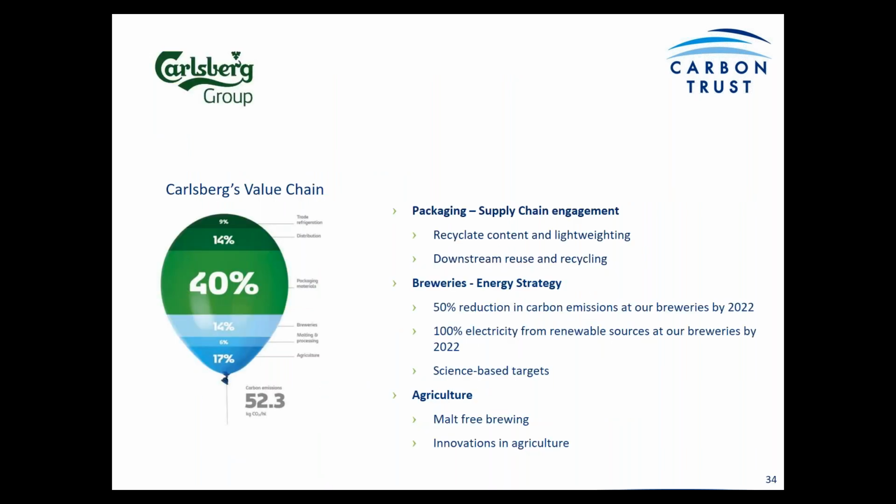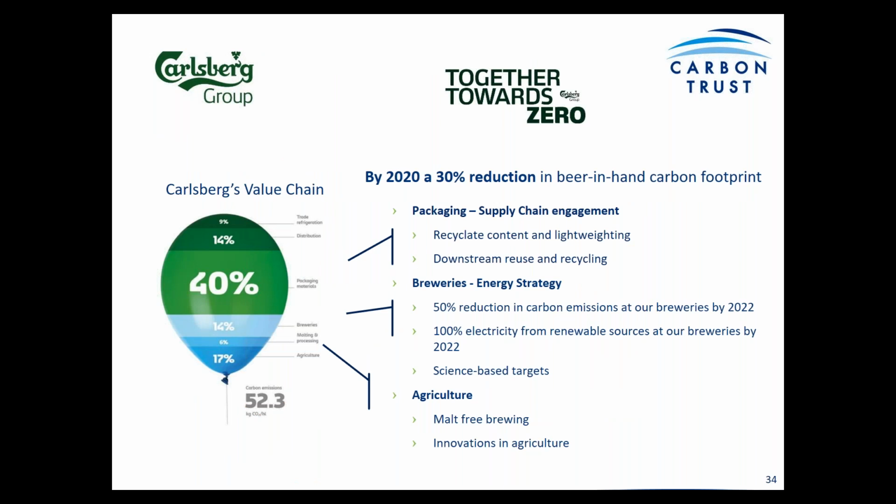Another example is the work we did with Carlsberg. Again, we footprinted their value chain, and a large proportion of their footprint is in their packaging materials. So this drove their work and their strategy to increase the amount of recycled material in the packaging, as well as looking into how to promote downstream use and recycling of the packaging. So those are the key areas that they are working in to address that 40% contribution to their value chain from packaging.